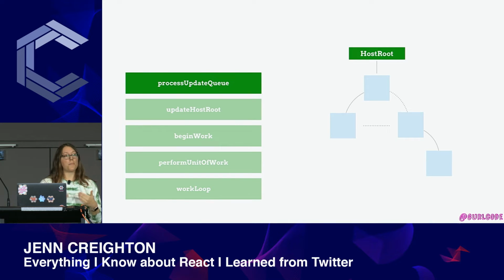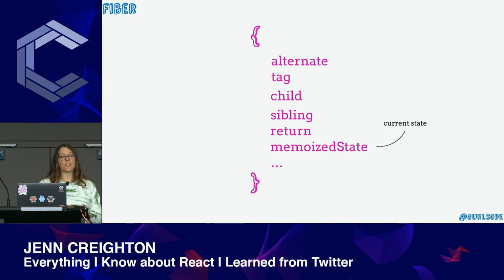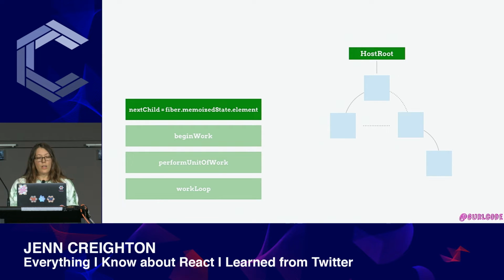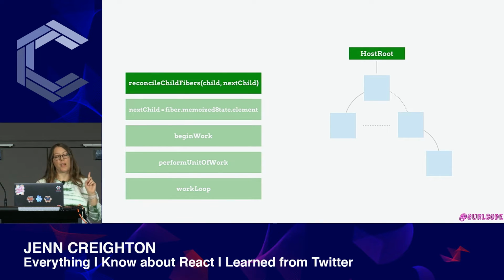Now, we're actually going to process that update queue that we were talking about earlier. So our new state is actually going to be the element that we received from root.render. And we're going to save that state on the fiber's memoized state key. So memoized state is the current state, the most recently updated state. Whenever the update queue is processed, the final state is going to be stored here. So we're keeping track of the fiber state. When we return to update host root, we're going to assign that element from the state as the next child. And then we're going to pass the fiber's child, which is currently null, and the next child, which is the React element, to reconcile child fibers.